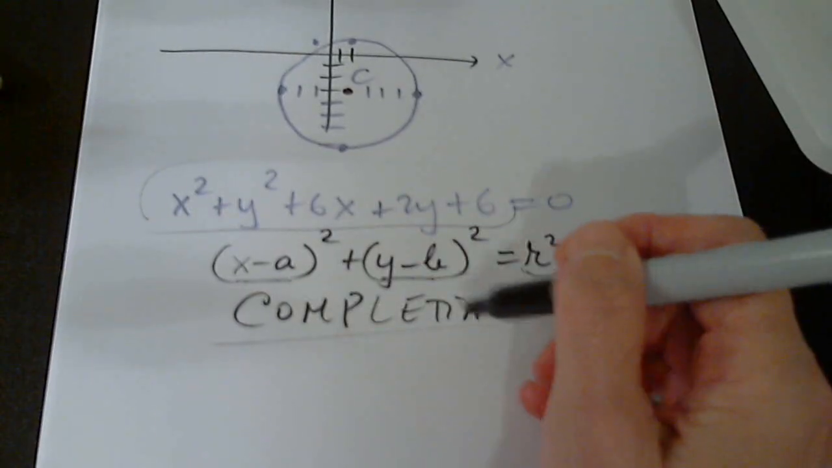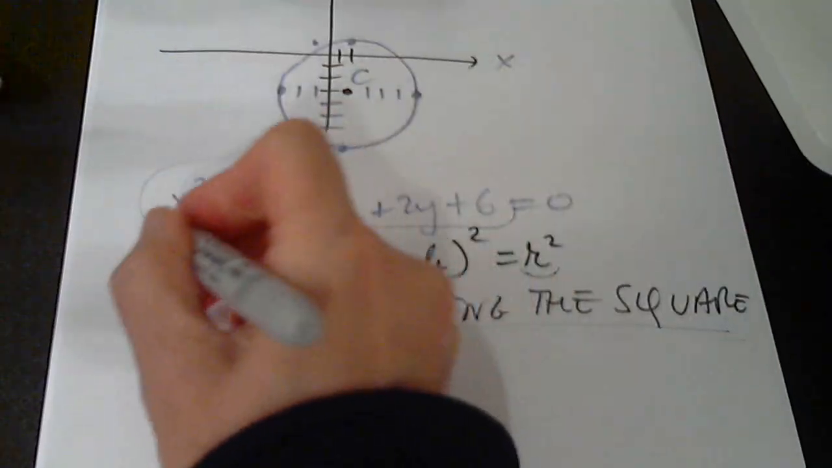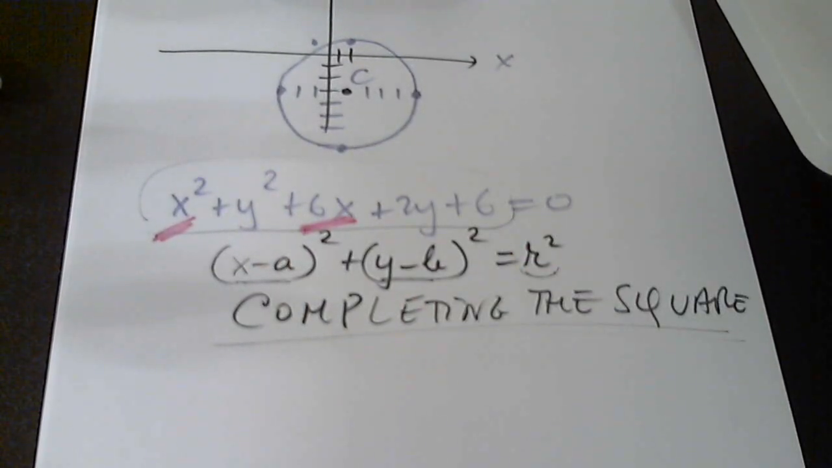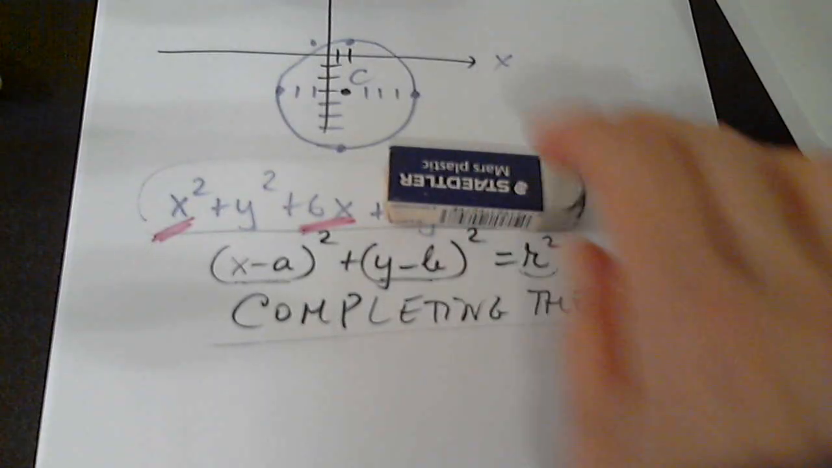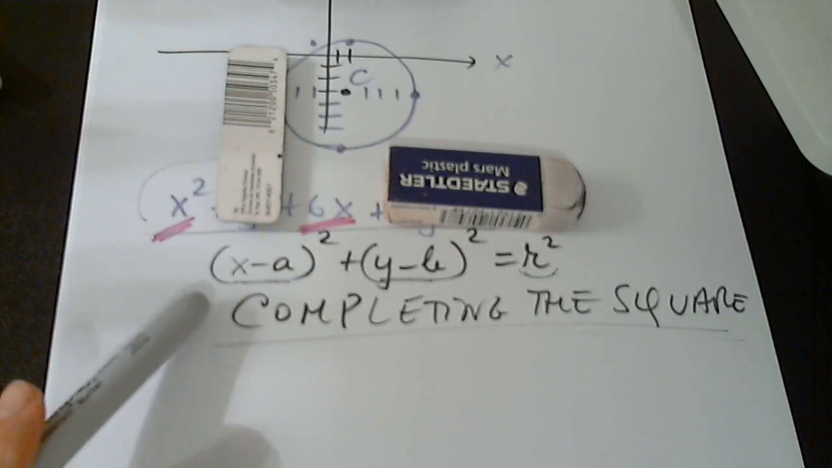So let's look at the terms with x. So here's a term with x. Here's a term with x. Forget about the other ones for the moment. We're not going to forget about them, but for the moment. So x squared plus 6x, what does it need to complete the square?